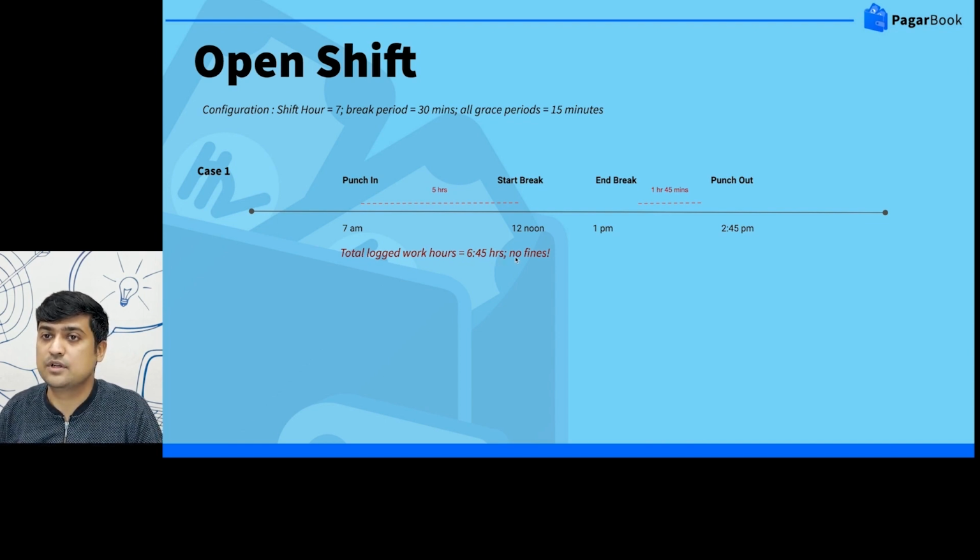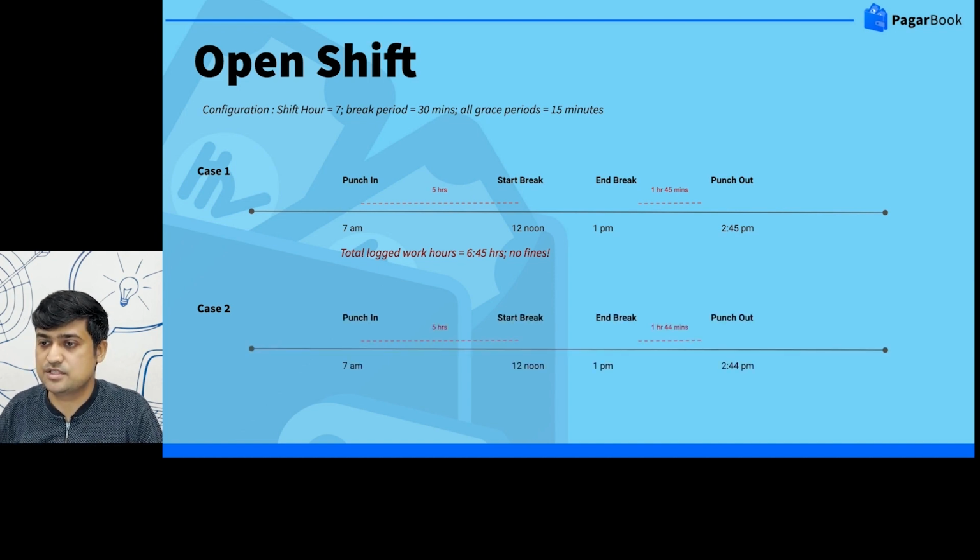Why no fines? Because you have configured all the grace periods as 15 minutes, right? So since the user has punched out at 2:45 or after that, we charge no fines. We'll see a second case where everything else remains the same, but the user has punched out at 2:44, 1 minute more than the stipulated grace period. So here, the staff will be charged a fine for all the 60 minutes.